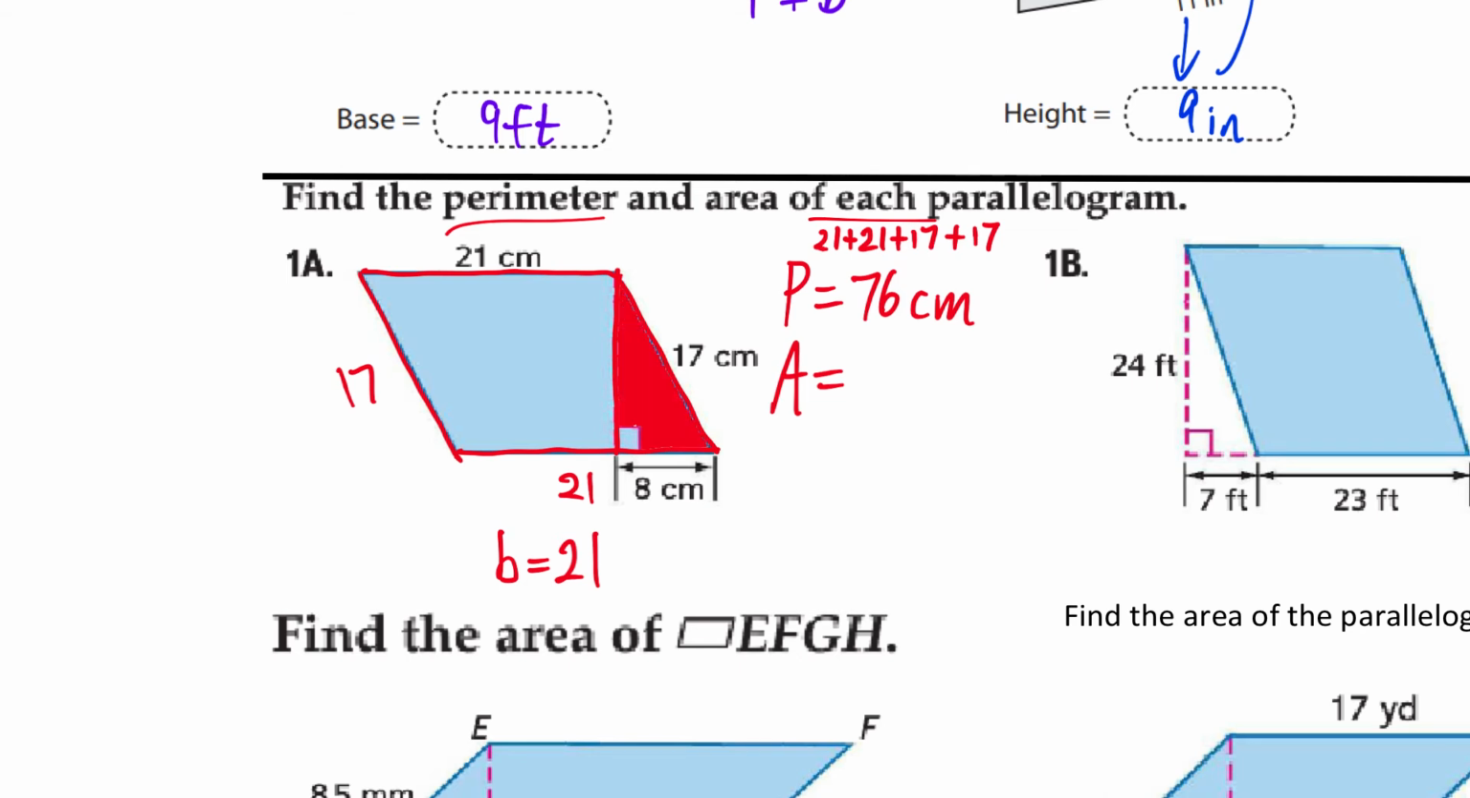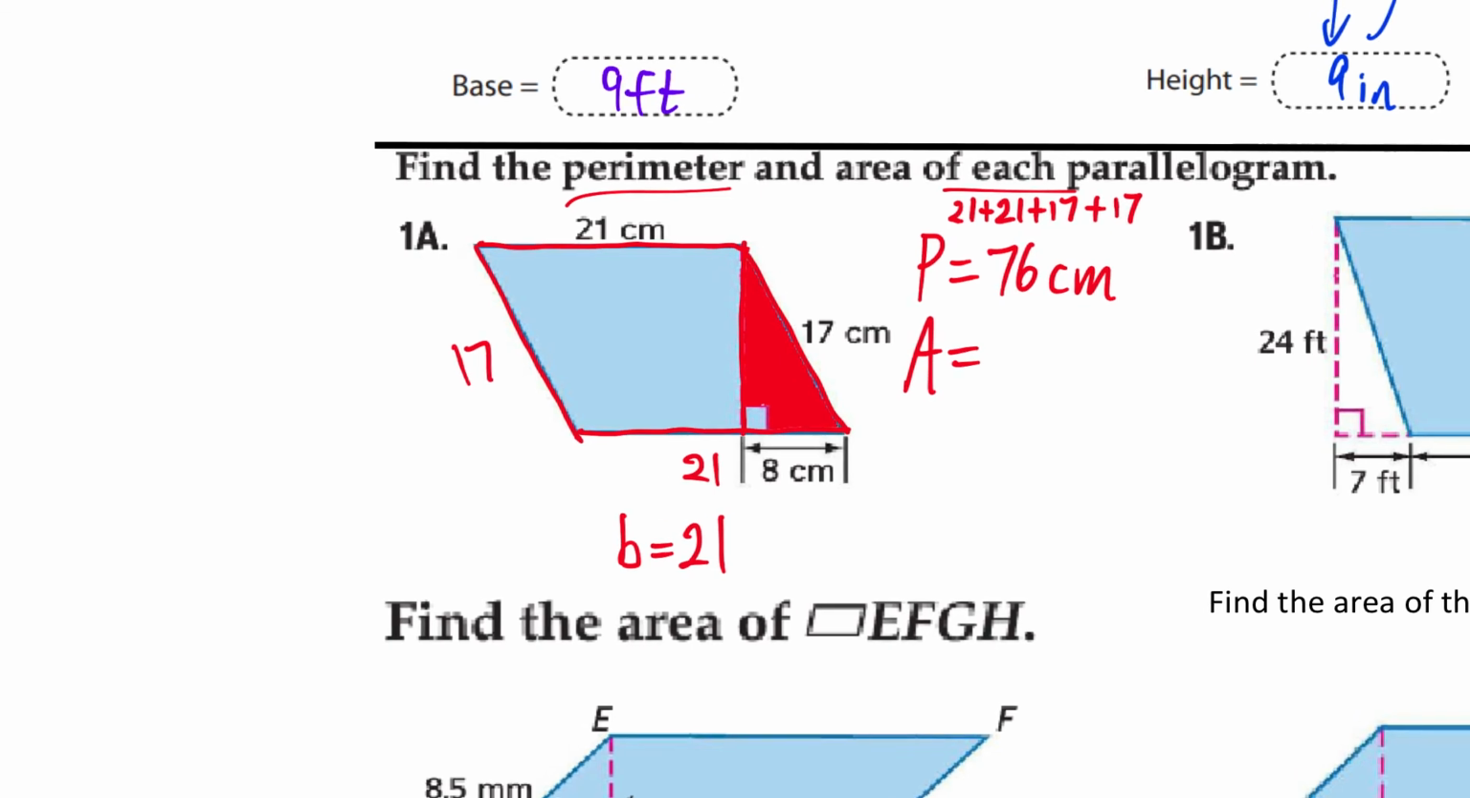I've got a right triangle right there. So what could I use to find this side of that right triangle? Pythagorean theorem, yes. I know this side is 17. I know this side is 8, and I'm looking for this side right here. So it's going to be 17 squared minus 8 squared, square rooted. Just using Pythagorean theorem stuff. And that gives you 15. So the height is 15.